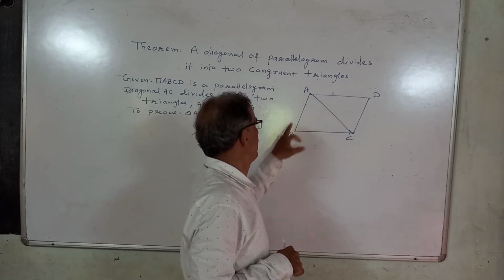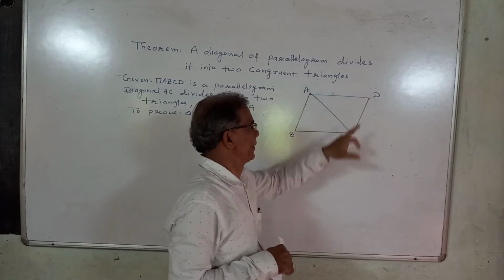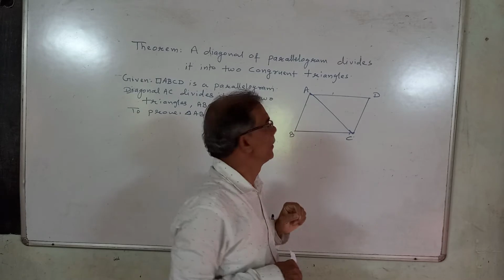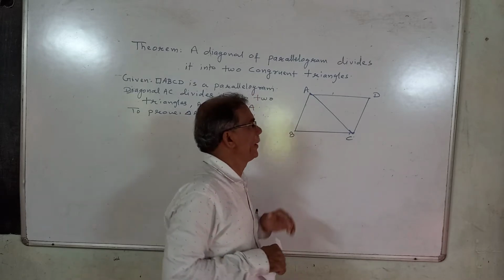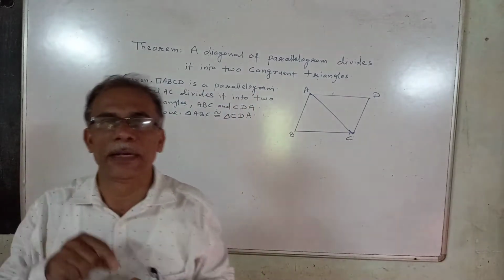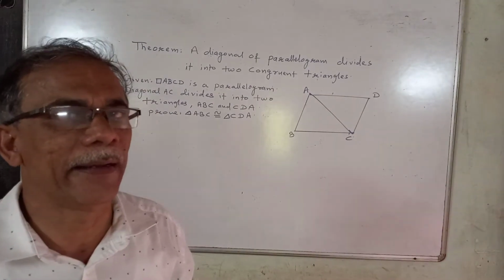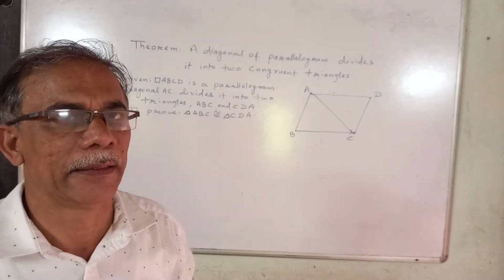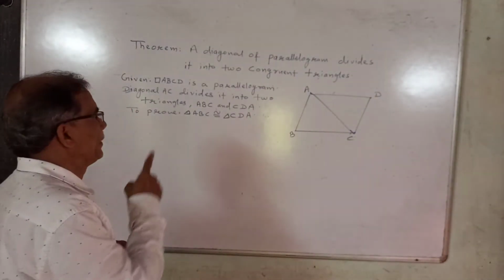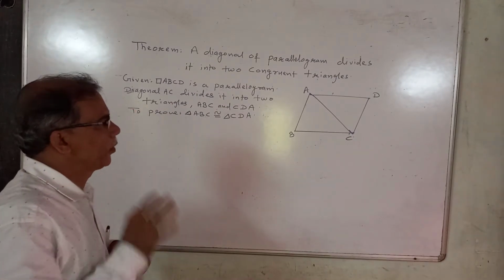For vertex A, B and D are adjacent vertices. C is opposite. So when you draw any one diagonal, the whole quadrilateral is divided into how many triangles? Two triangles. These two triangles are always congruent. We have to prove that.